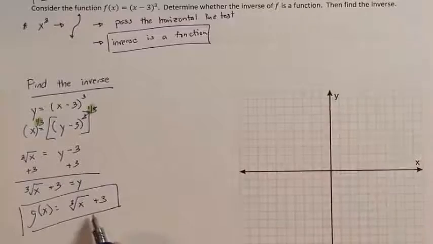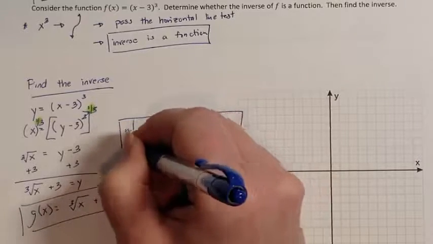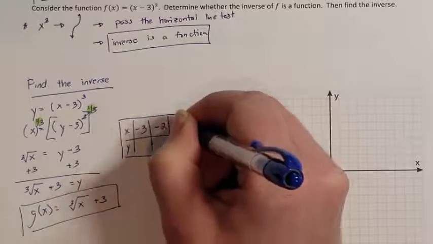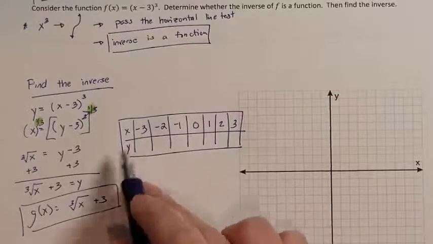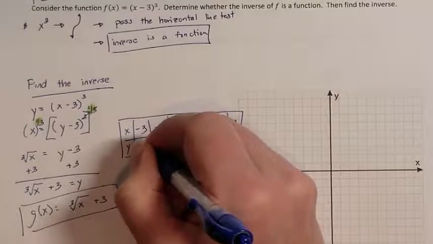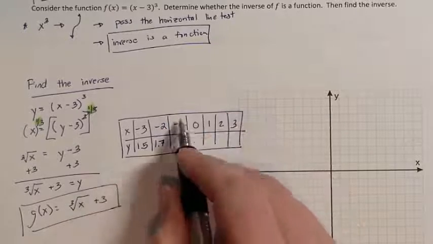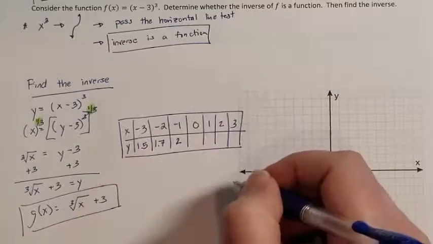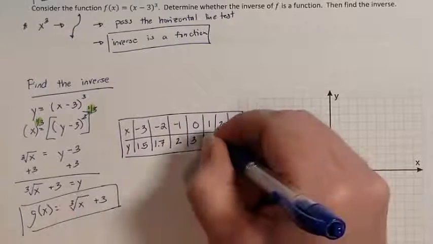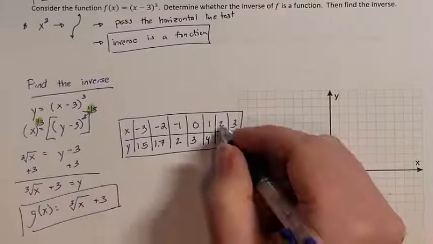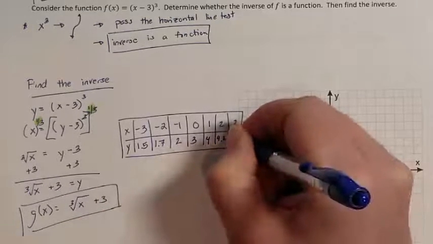Well, now I need to graph the inverse, the g of x. And we are going to graph it by using a table. We're going to pick some points on the left, some negative x values, and some positive x values. So plugging -3 into this g of x function, I get 1.5. Plugging negative 2 into this function, I get 1.7. Negative 1 into this function, I get 2. 0 into this function, I get 3. 1 into this function, I get 4. 2 into this function, I get 4.2. 3 into this function, I get 4.4.